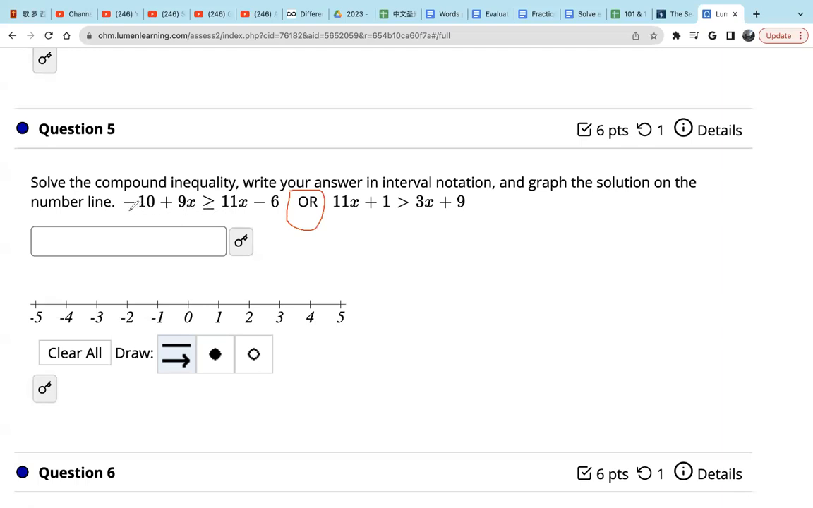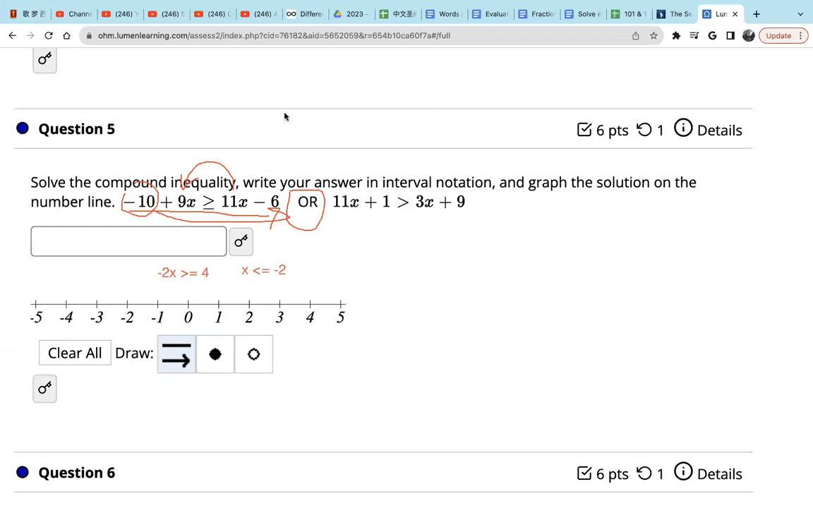So let's see this one. Let's first solve for this x, right? So maybe we move -11x to this side. We move the number -10 to the other side. If we do that, we get 9 minus 11, -2. -2x greater than or equal to -6 plus 10, positive 4. We divide by -2 on both sides. So x is less than or equal to -2. So this is our first solution set.